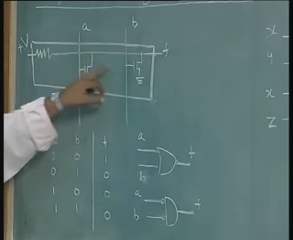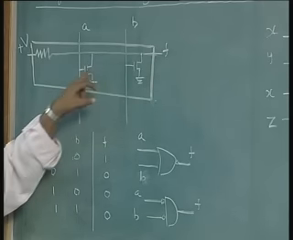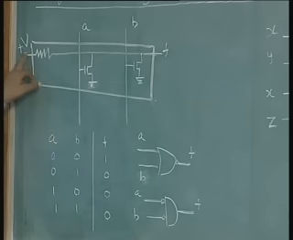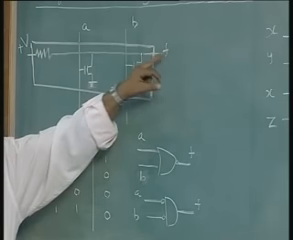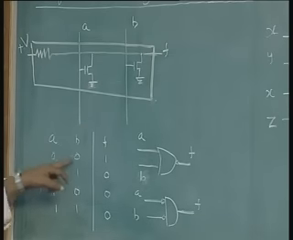So, when both are 0, both the connections are not there, that means both are turned off, that means the entire voltage V appears at the output F. So, when input is 0 0, the output is 1.